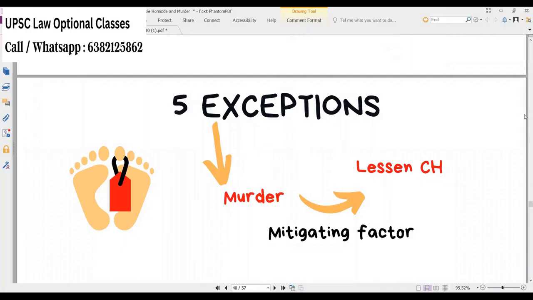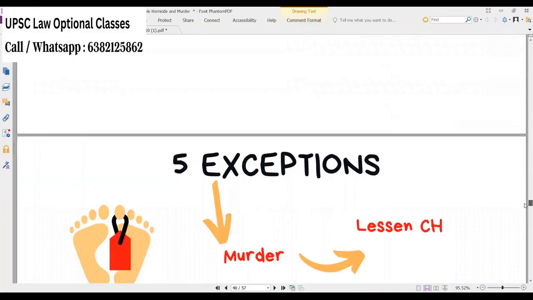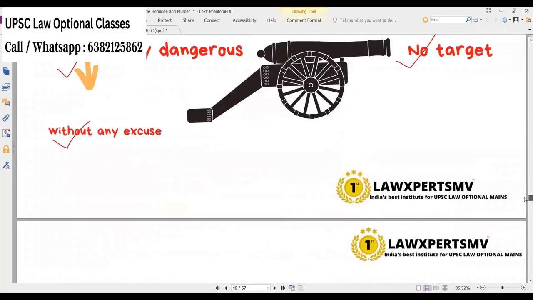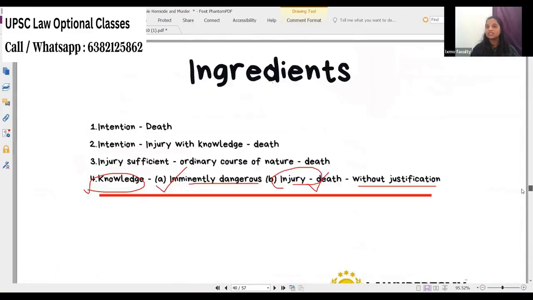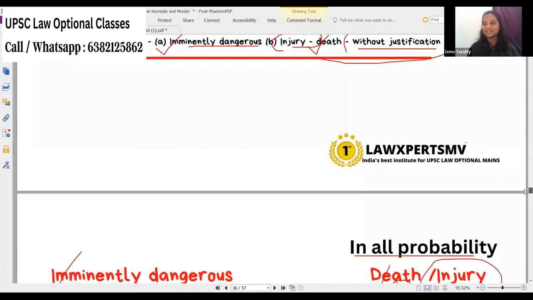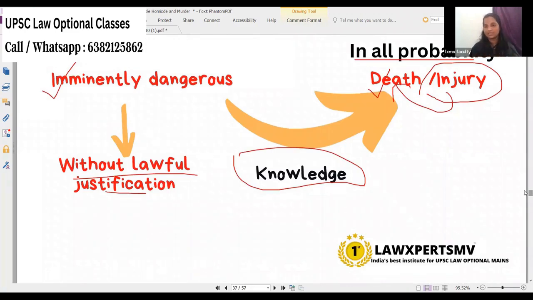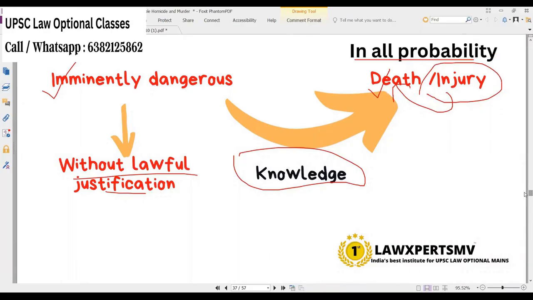I just wanted to know, isn't the requirement of without lawful justification applicable to every clause? See, of course it is applicable to every clause. That's why we have justifiable and unjustifiable culpable homicide. But in this clause, it is even more important to point it out specifically, because most of the time you see imminently dangerous acts are committed in order to save oneself. That's why the law is more conscious to mark it specifically.